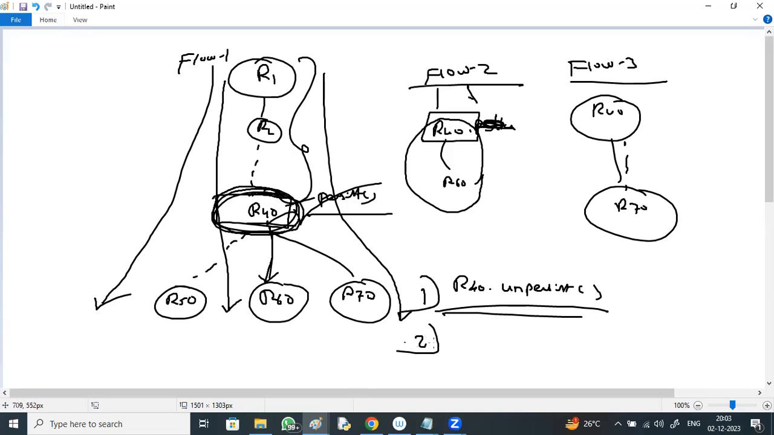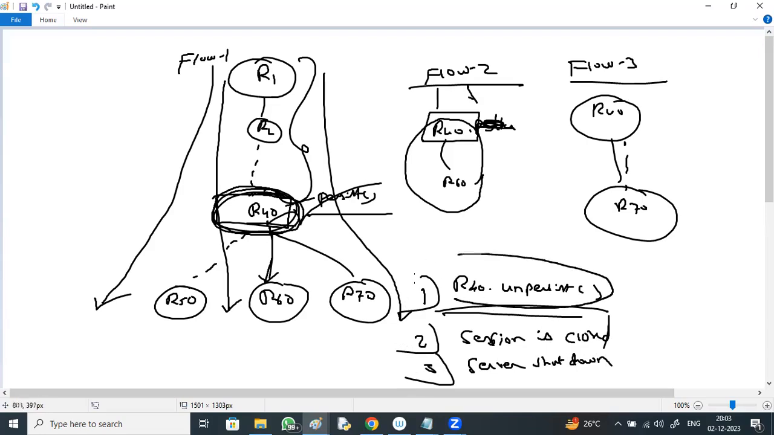That is one way of unpersisting. The second way is when the session is closed, or when the server shuts down. Three ways, right? When you unpersist it forcefully, when the session is closed, and when the server shuts down. Three ways to unpersist an RDD.